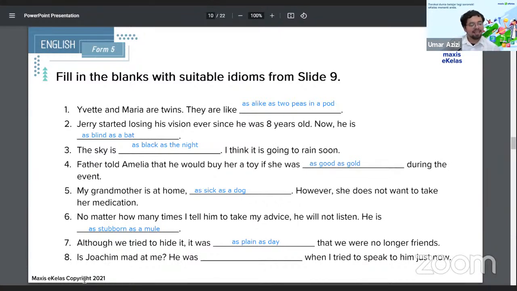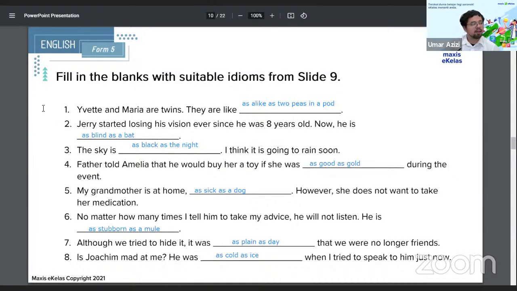Is Joaquim mad at me? He was something when I tried to speak to him just now. Betul, Rian. As plain as day. It's already bright, and then you still use a lamp. Of course it's visible. Is Joaquim mad at me? He was as cold as ice, Loman answers. As cold as ice. All right, we're on a roll.